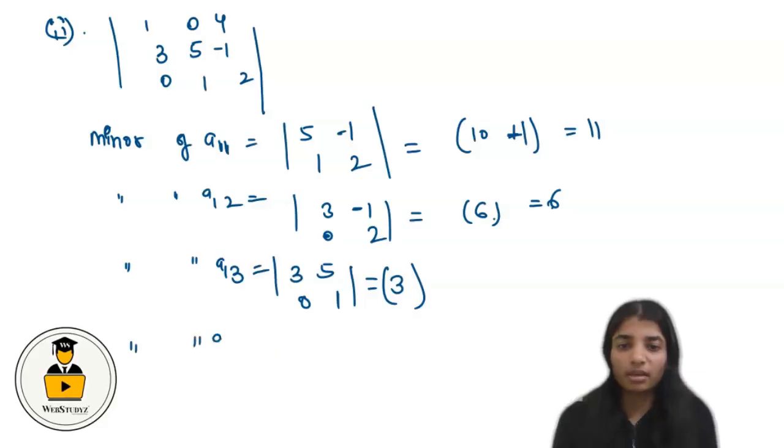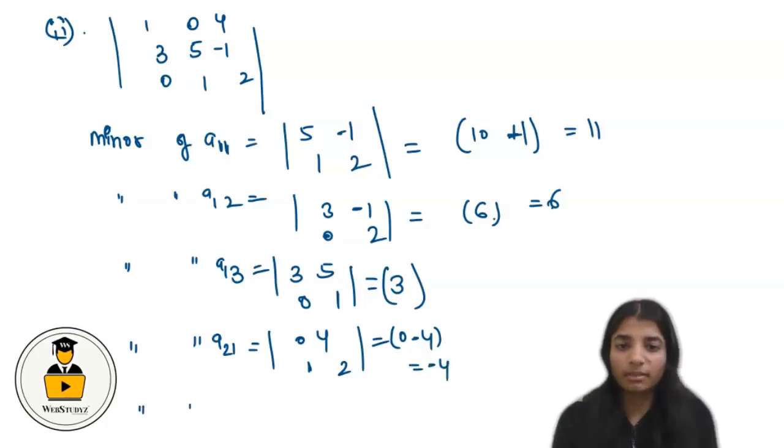In the same way, for the minor of A21, cancel the row and column in which A21 lies. Now write the remaining in the form of a matrix. That becomes 0, 4, 1 and 2. 0 multiplied by 2 is 0, minus 4 multiplied by 1 is 4. So that becomes equal to minus 4.